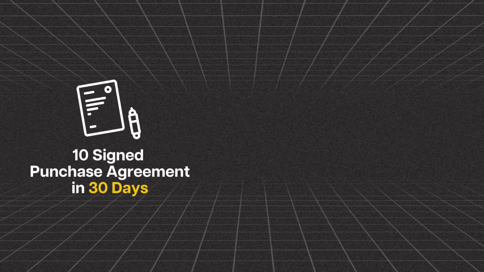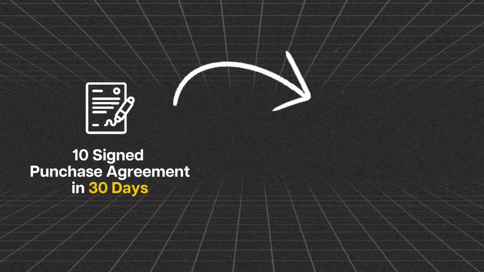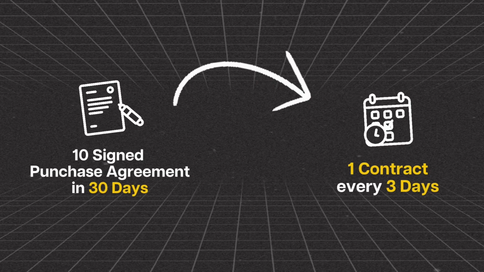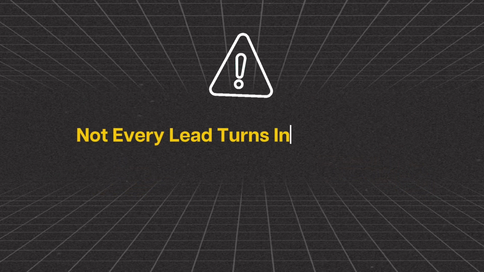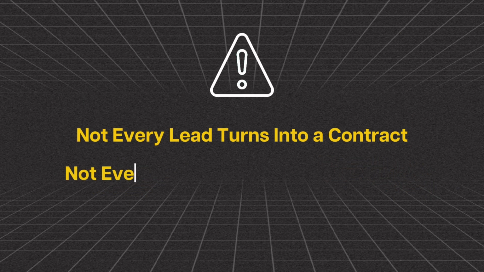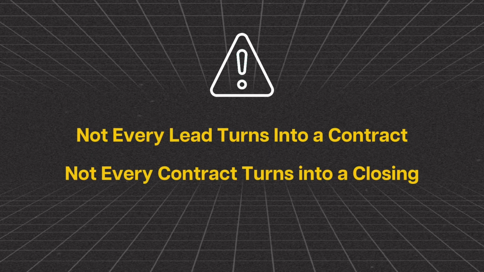All right, let's zoom out for a second. Everybody says they want 10 deals this month, cool. But nobody ever tells you what that actually means in math. Here's the truth. If you want 10 signed purchase agreements in 30 days, that means you need one contract every 3 days. But we all know not every lead turns into a contract. Not every contract turns into a closing. That's where most people lose the game. So what do we do? We reverse engineer it.